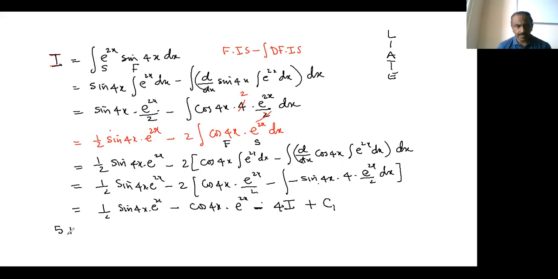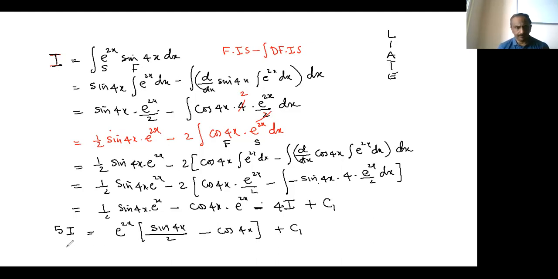So 5I is equal to, here what I can take common, e raised to 2x can be taken common. So e raised to 2x I'm taking common. Sine 4x divided by 2 minus cos 4x plus C1. So I can write the final answer.